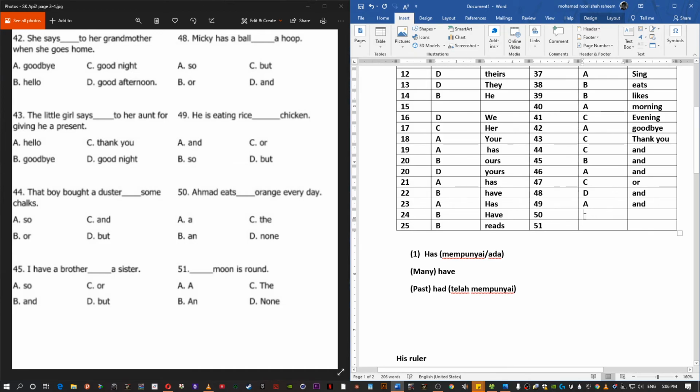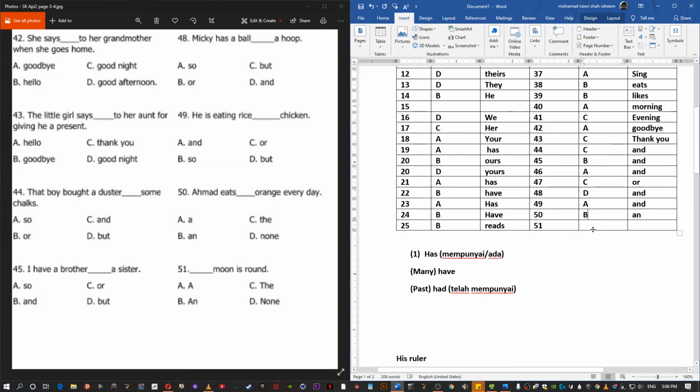And 50. Ahmad eats orange every day. Every day, present tense. Okay. Does it tell you which orange it is? No. It doesn't tell you which orange. Just say orange in general. So, an orange. Why an? Why not O? Why not E? Because orange starts with the sound of the letter O.